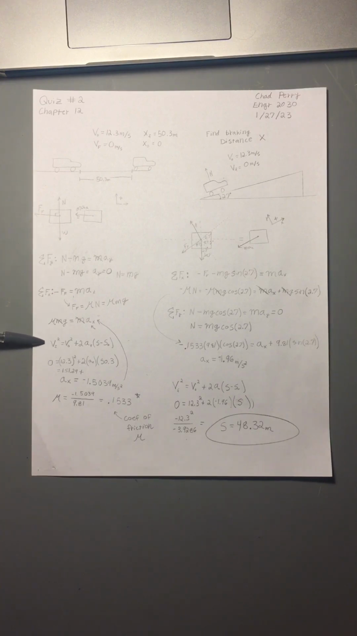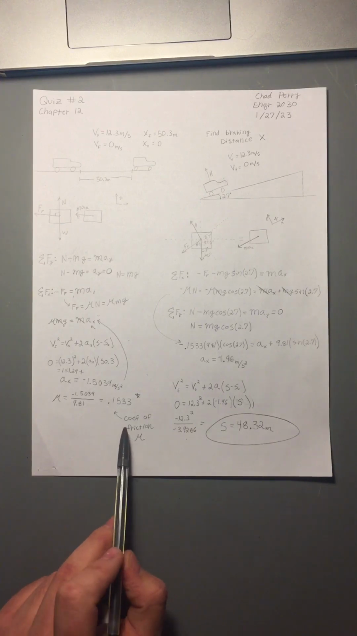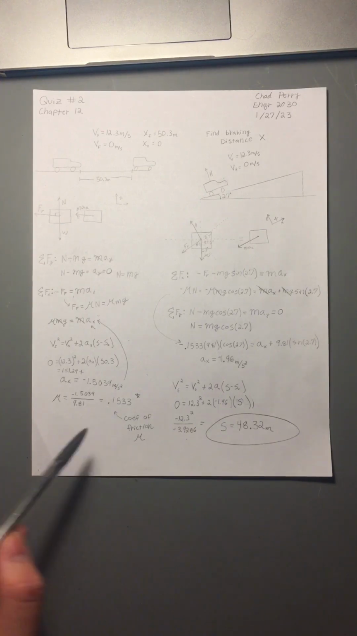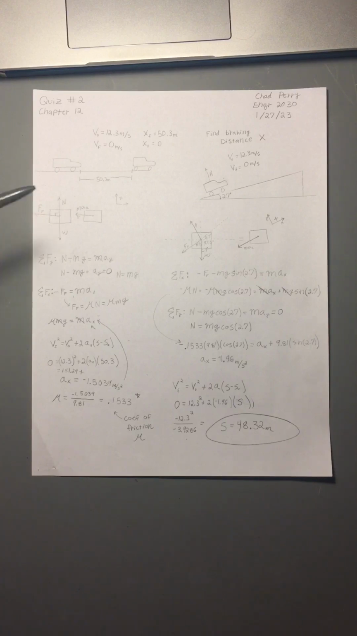This is the equation I used. Plugging in the given information from the problem was right here. And then that's what we find for the acceleration in the x direction. Plugging that in, we find that our coefficient of friction, or mu, is 0.1533. So once that's done, we can turn over to the car once it's on an incline up the hill.